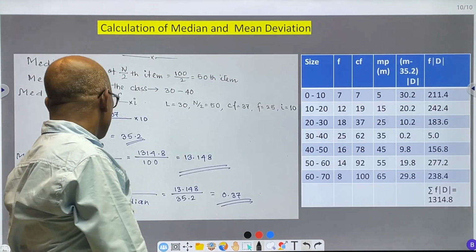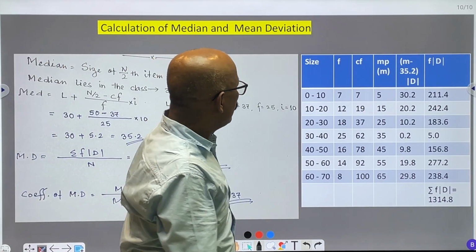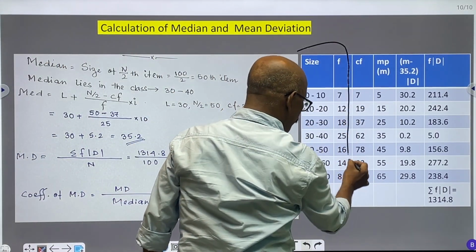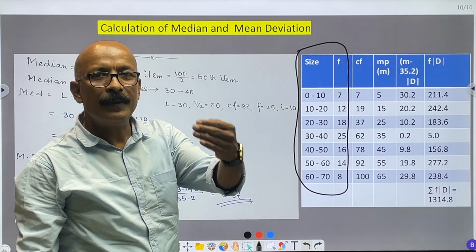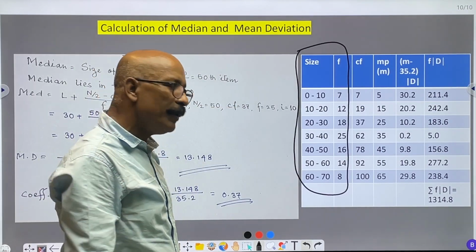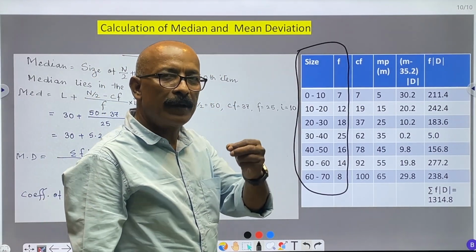Now let us come to the next page. This is given already. Now from this data we have to calculate the mean deviation, median and coefficient of mean deviation. First of all, we will calculate the median.